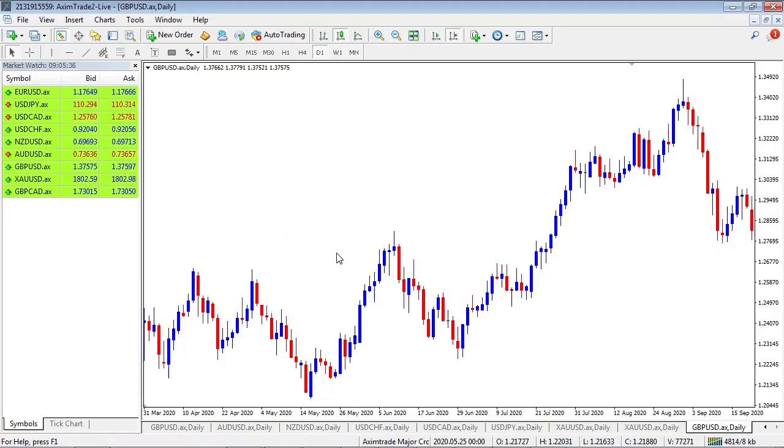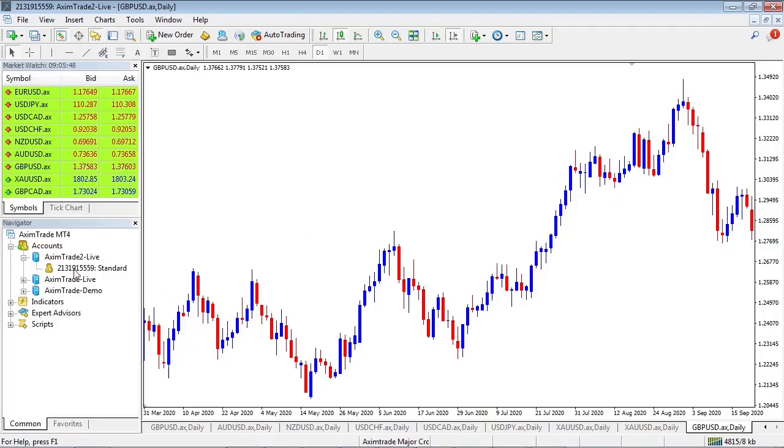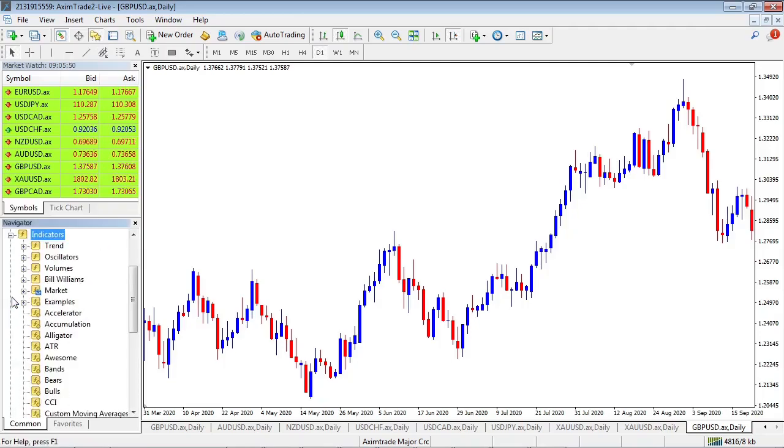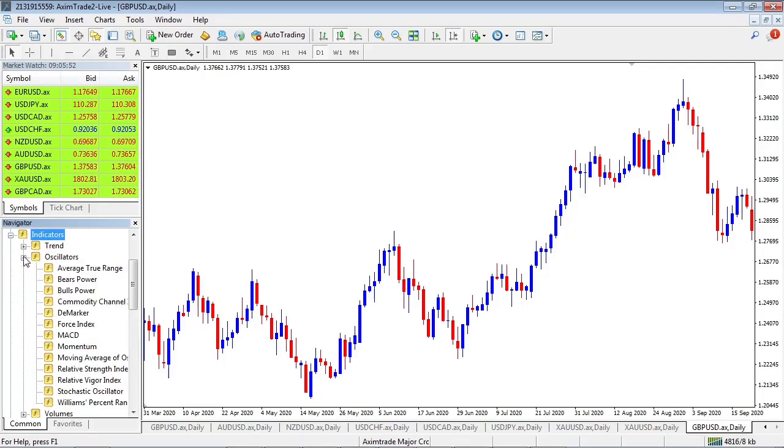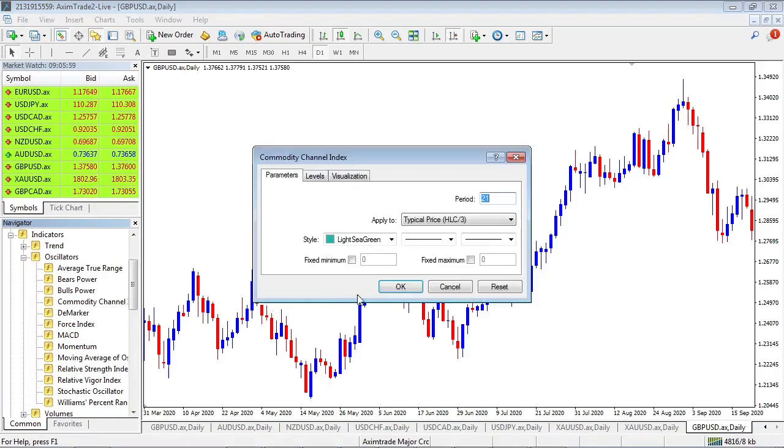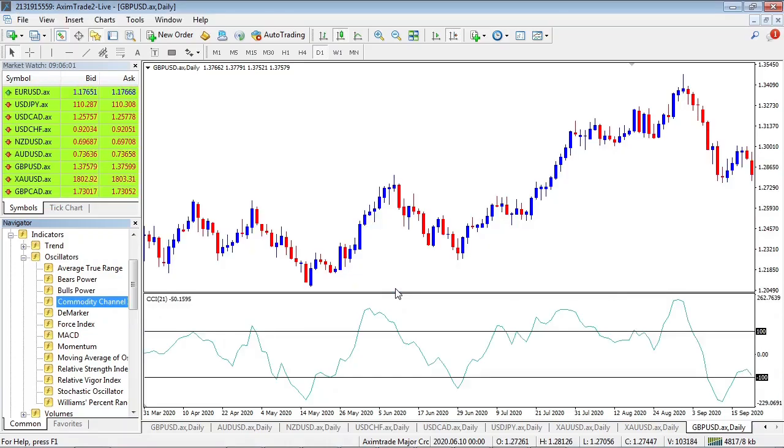The second method, which is the easiest one, is to click and drop it from the Navigator panel. To do that, simply go to the Navigator panel, Indicators. Under the Oscillators, click the Commodity Channel Index, then drag and drop it on chart. It's done. Now let's look at how to use the Commodity Channel Index in trading.